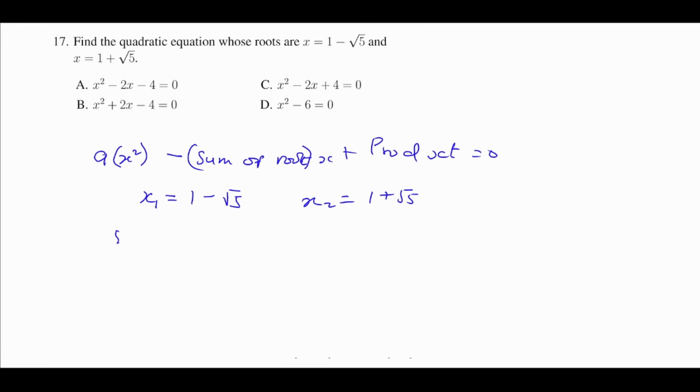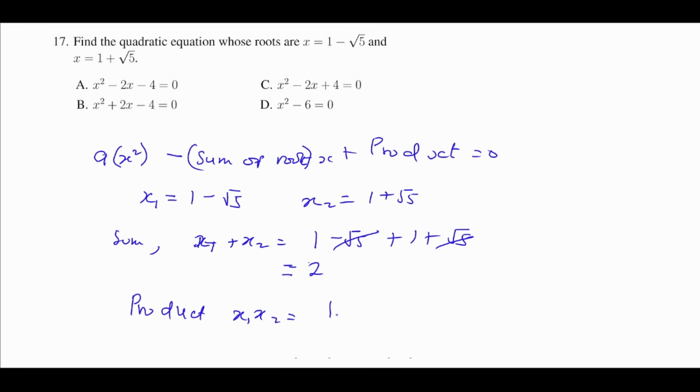So we find the sum. We have x1 plus x2, and that will be equal to 1 minus root of 5 plus 1 plus root of 5. When I add, this one will cancel that. I have 1 plus 1, that will give me 2. Alright, and then the product, multiplying the two of them. So we have x1 x2 to be equal to 1 minus root of 5 times 1 plus root of 5.